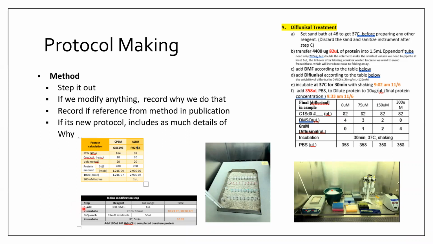You add iodine and incubate at room temperature, then quench it and incubate again, and then add another 6 molar quantity just to denature the protein. And this is a diflunisal treatment. The point is we have them all stepped out, including the volume, what you're going to do, and the time and temperature. It is really beneficial for people to know all the setup of your experiment. Okay, so that is what you're going to have in the protocol, for protocol making.